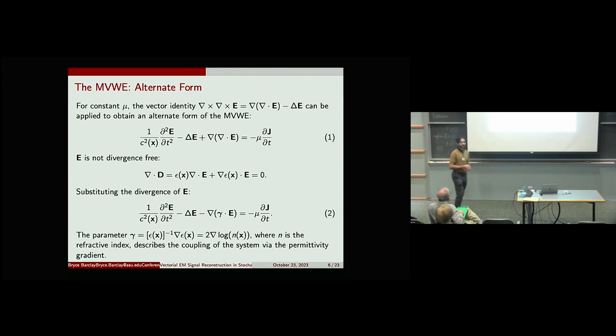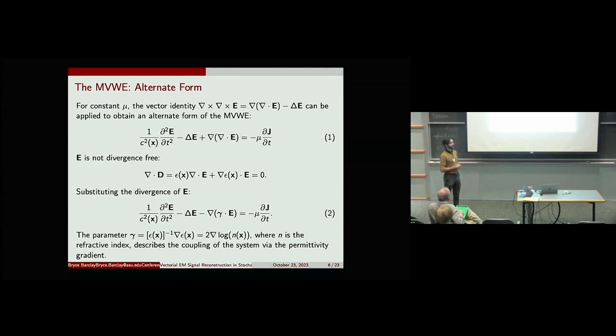Okay, there are some other ways you could write the same equation, and we can also use some additional information from Maxwell's equations. Firstly, we can use the identity that the curl squared is the gradient of the divergence minus the Laplacian, in the case where mu is constant. So then, in this case, only the permittivity is variable. We can rewrite the Maxwell vector wave equation as equation one here, where I've now replaced the permittivity with this c squared, because we can combine it with mu, and that's the wave speed.